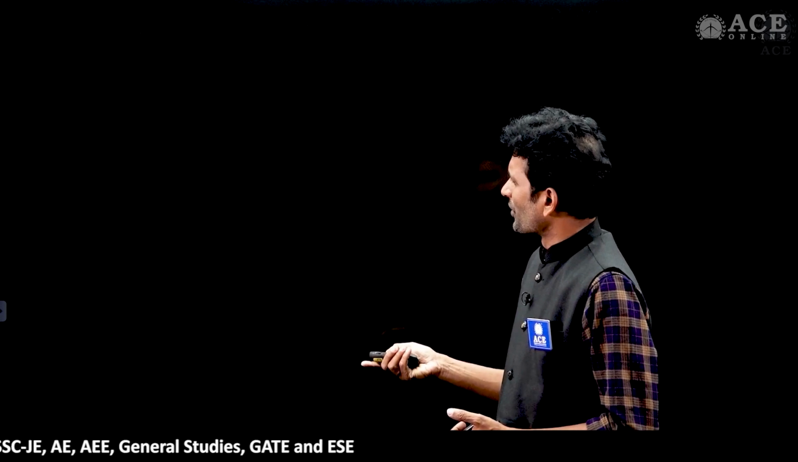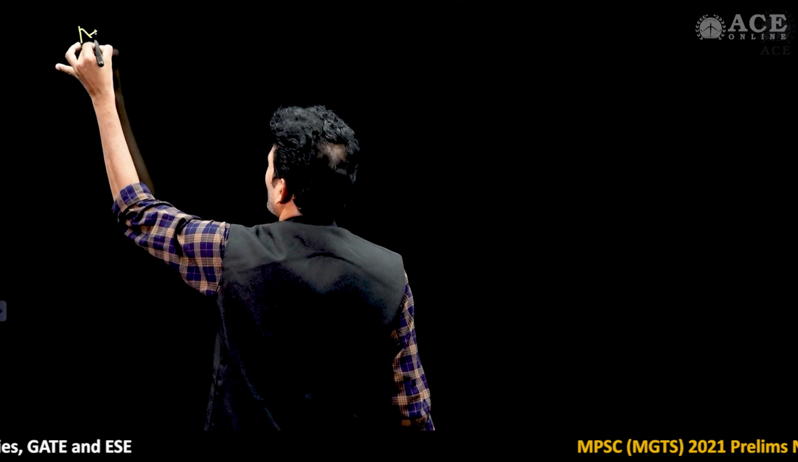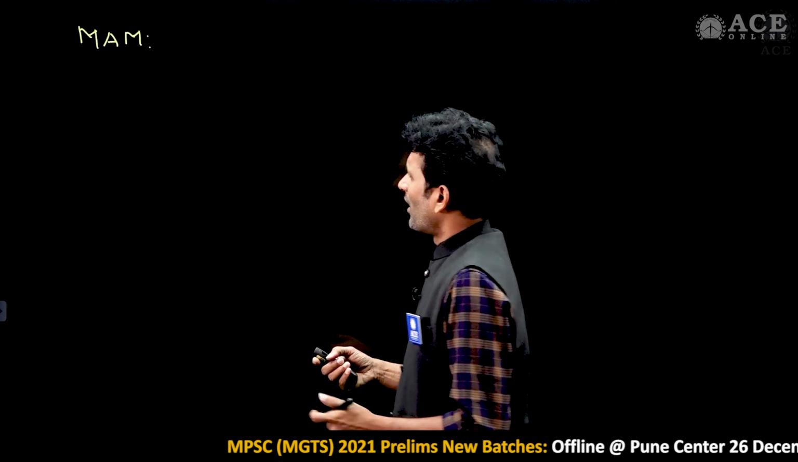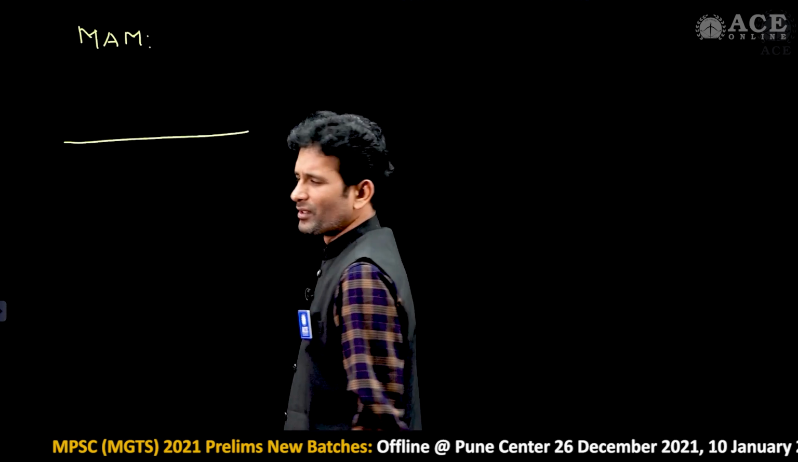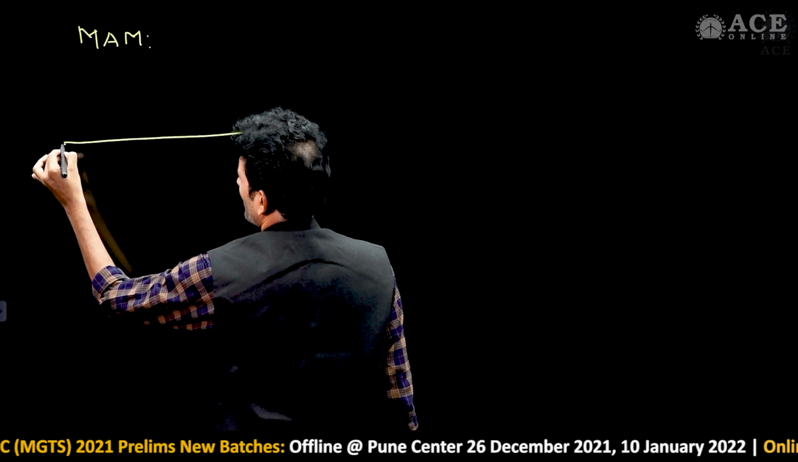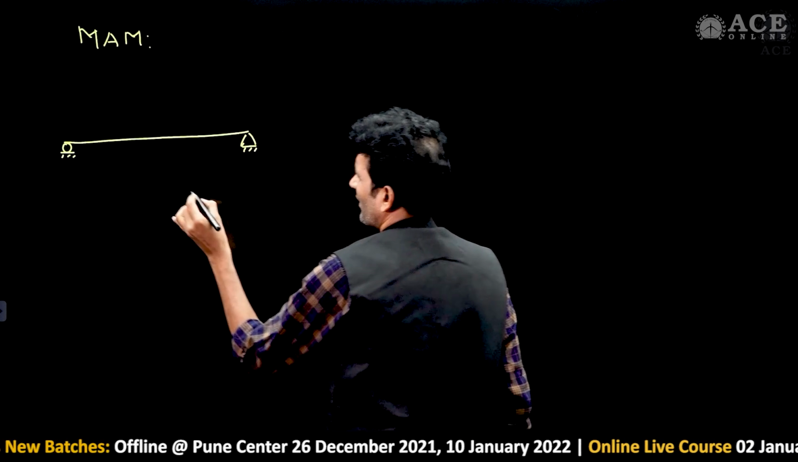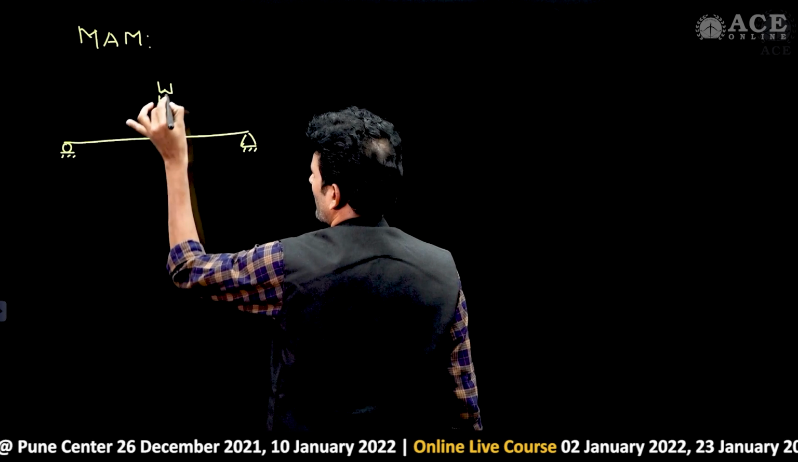Here, to solve this question, I am using the moment area method. From the moment area method also we can easily get that value. The moment area method depends upon the area of bending moment diagrams. First of all, the given beam is a simply supported beam. This is a simply supported beam, and here the point load W is applied.